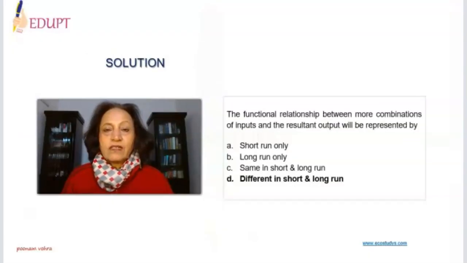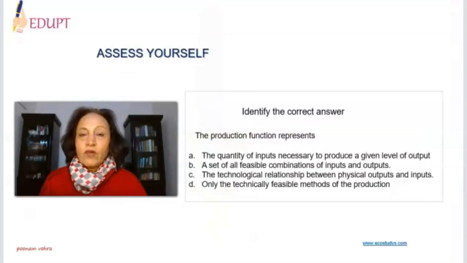Please check your answer. The functional relationship between different combinations of inputs and output are represented differently in short run and in long run, simply because in the short run only one factor is variable, whereas in the long run all factors are variable. Now have a look at this question.